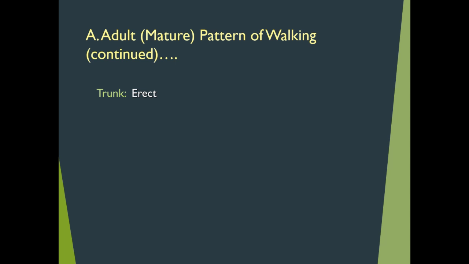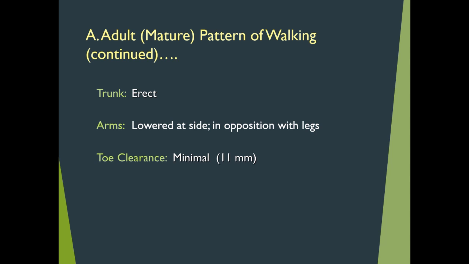Continuing on with respect to the trunk, it is erect and the arms are lowered at the side, moving in opposition with the legs. But take note of a wonderful phenomenon when it comes to the gait cycle of a healthy adult. Think about how small 11 millimeters is. The toe clears the ground by such a small margin, and yet we do not see people falling all over themselves a lot. Of course, unless they're drunk or some other pathological condition is present.